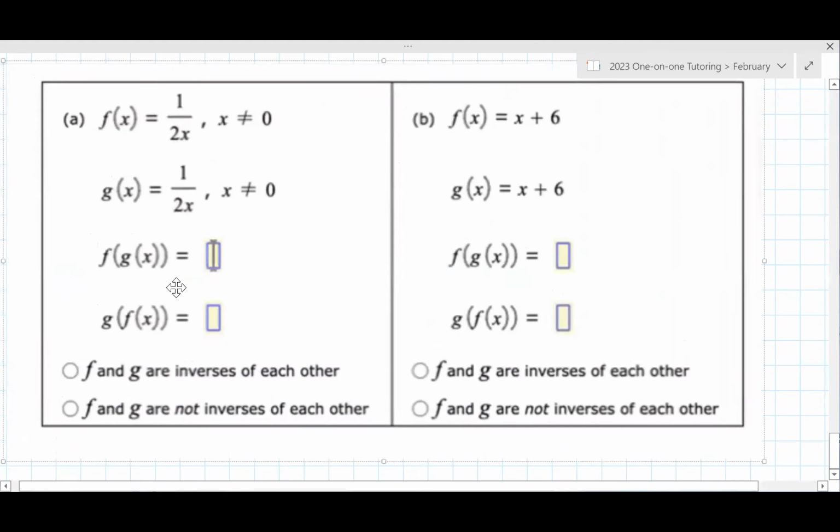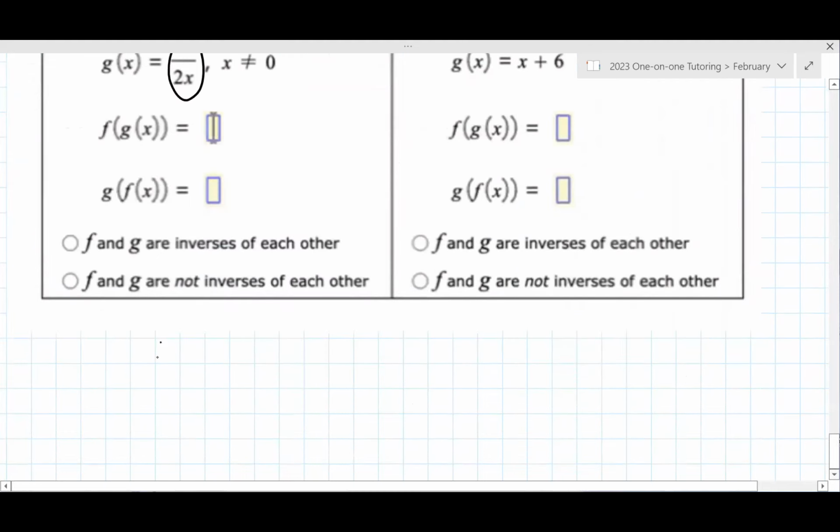All right, so we're gonna have to look at these one at a time. So we'll look at A. A says to take whatever G is, which is 1 over 2x, and put it in for x in the first one. So we're going to take this 1 over 2x and put it there for x. So this becomes 1 over 2 times 1 over 2x, like that. And then you have to simplify. So this is really a fraction, 2 over 1. So it's 1 over 2 over 2x, which is 1 over x, because the 2's cancel.